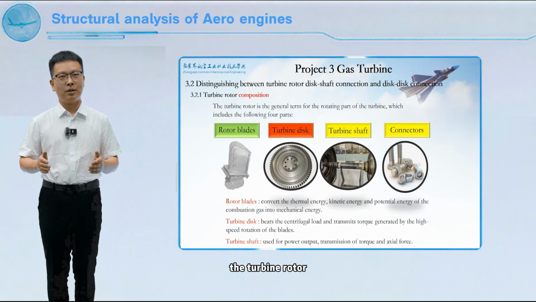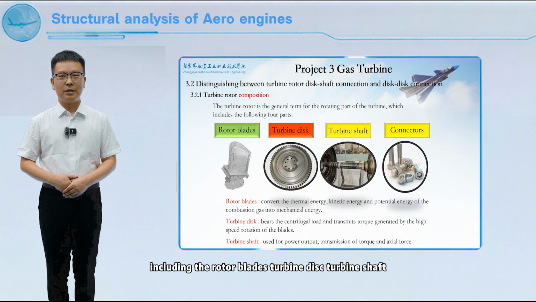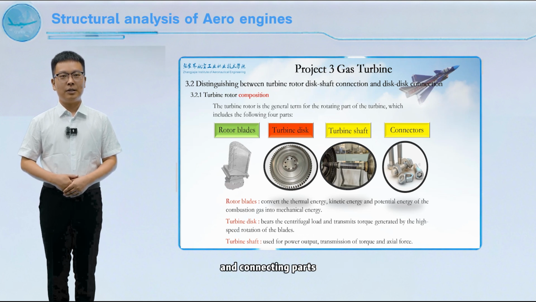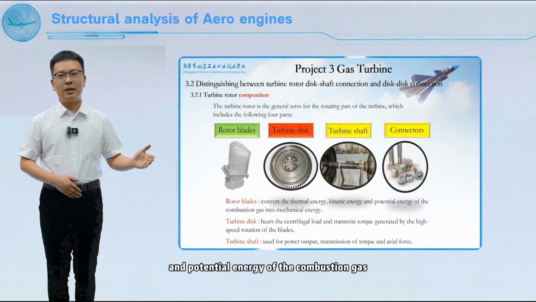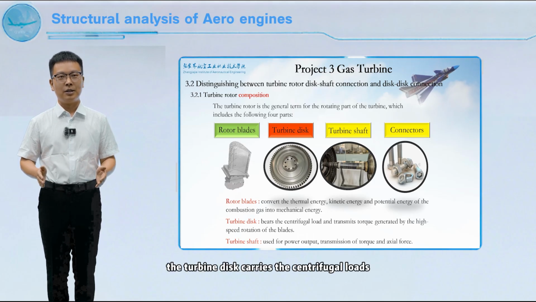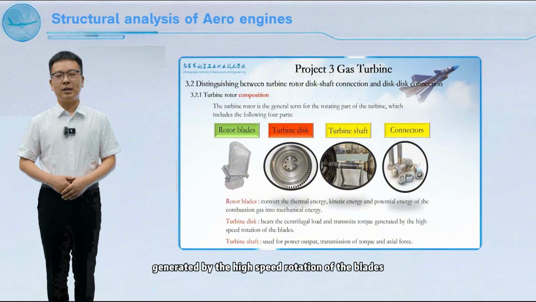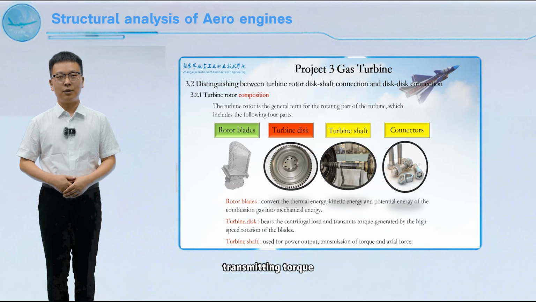The turbine rotor is the collective term for the rotating parts of a turbine, including the rotor blades, turbine disc, turbine shaft, and connecting parts. The turbine blades convert the thermal, kinetic, and potential energy of the combustion gas into mechanical energy. The turbine disc carries the centrifugal loads and torque generated by the high-speed rotation of the blades. The turbine shaft is responsible for power output, transmitting torque, and axial force.